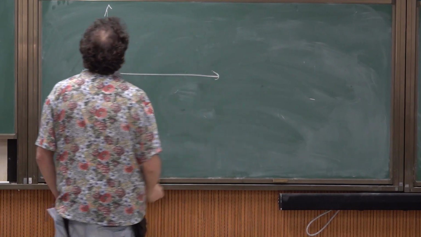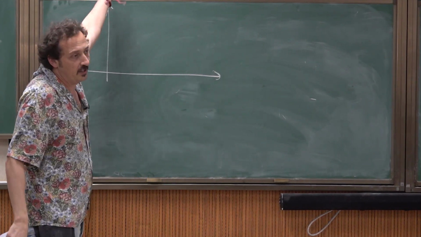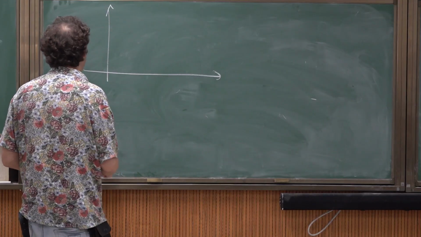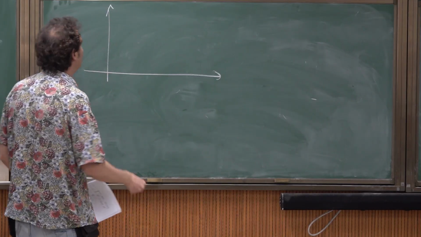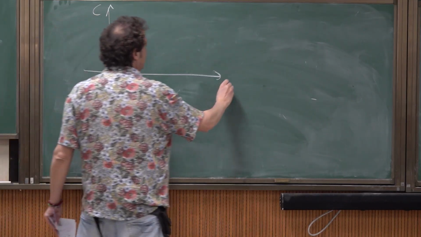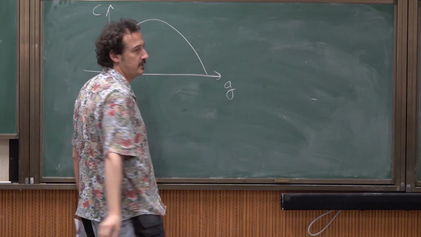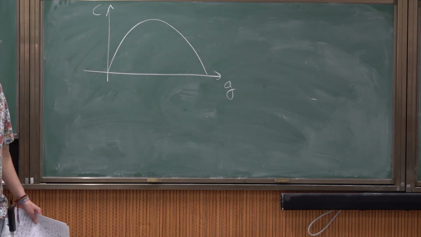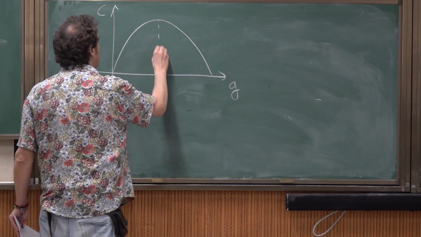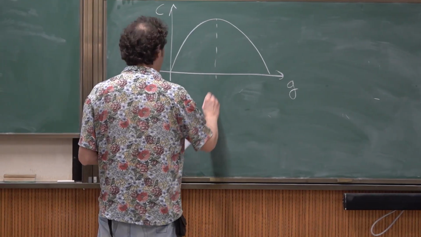This is an easy exercise: you take the derivative in G and you find the maximum. So C in terms of G is an inverted parabola, and it has a maximum at the value 4/3.